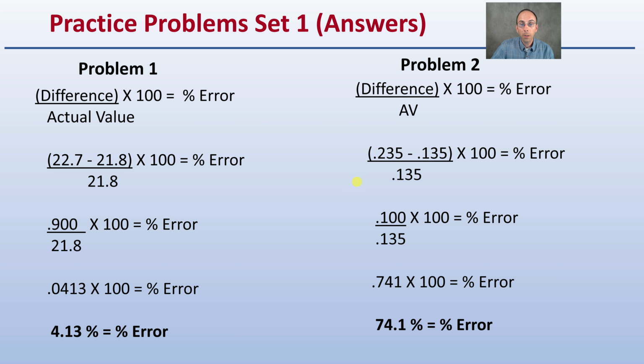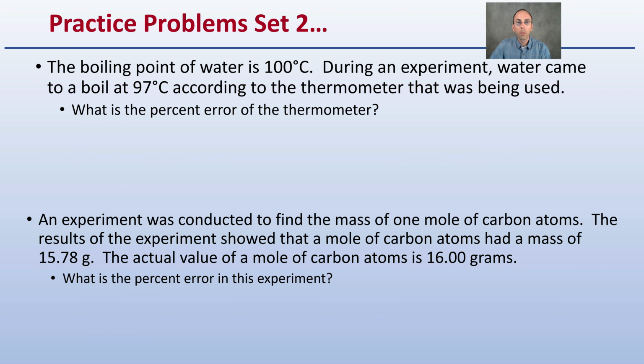The same thing here, we get our difference. Take the student's value and the actual value, take the difference, divide by the actual or given or known value, and then we multiply by 100, and in this case we get 74.1 as the percent error. If you're confident in these, let's do a couple more.